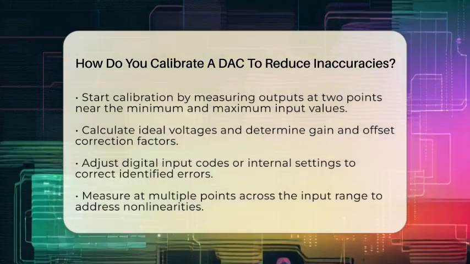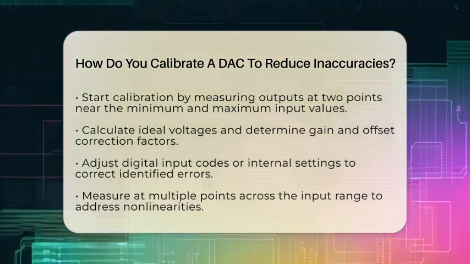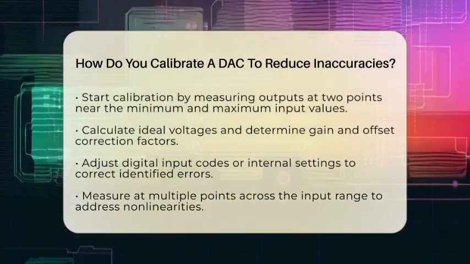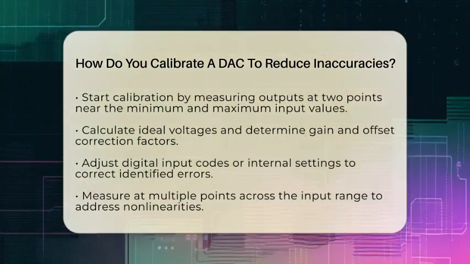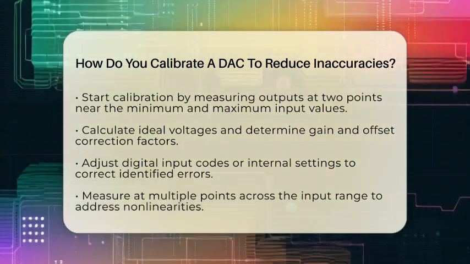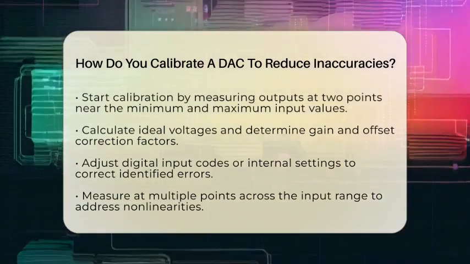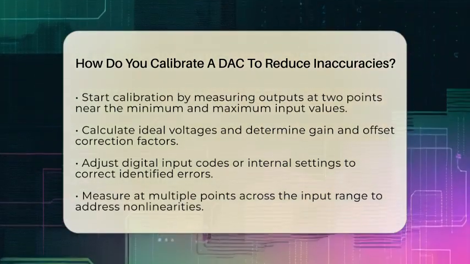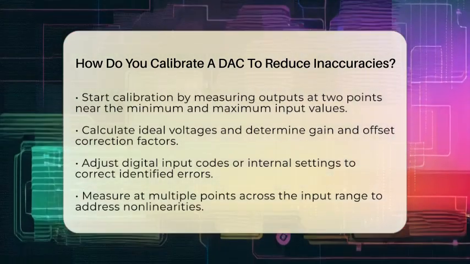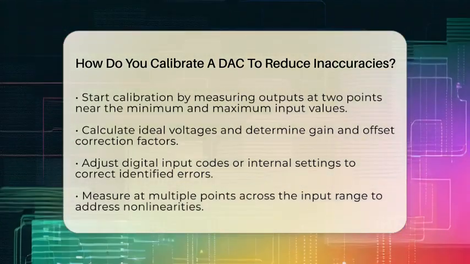Now for the calibration process. Start by measuring the output at points near the minimum and maximum digital input values. These are your calibration points. Calculate what the ideal voltages should be at these points. Then, find the gain correction factor by comparing the difference between the ideal and measured voltages. The offset correction is the difference at the low end. Adjust the digital input codes or the internal settings to correct these errors.